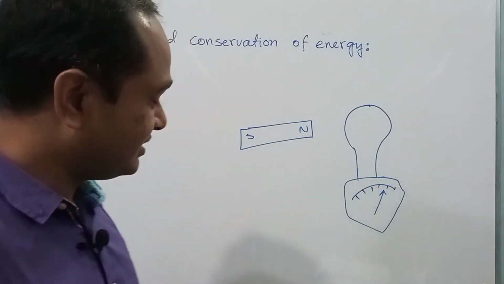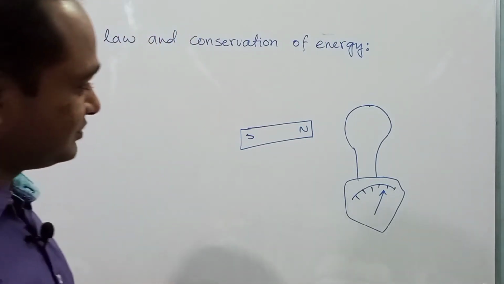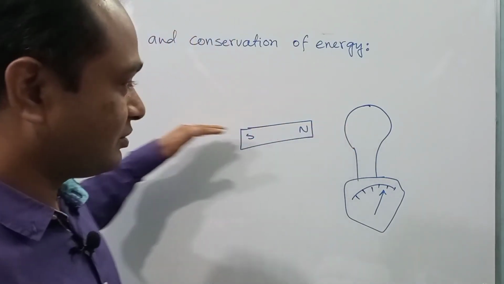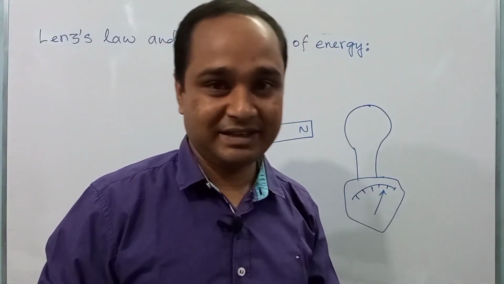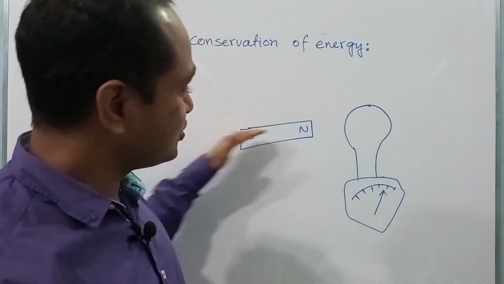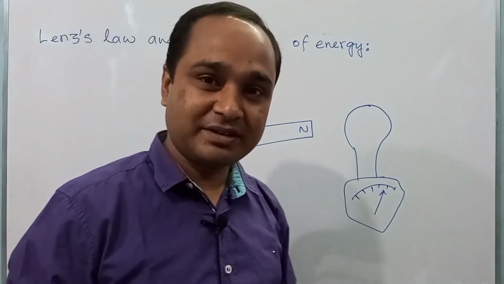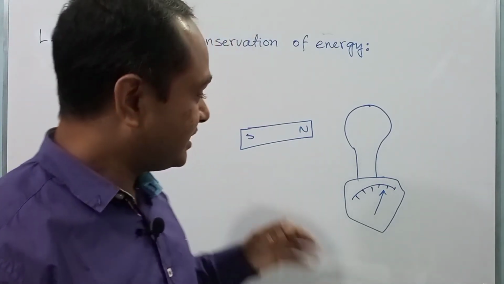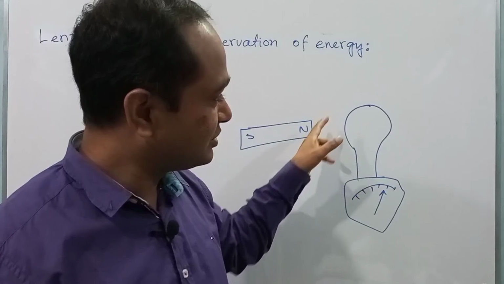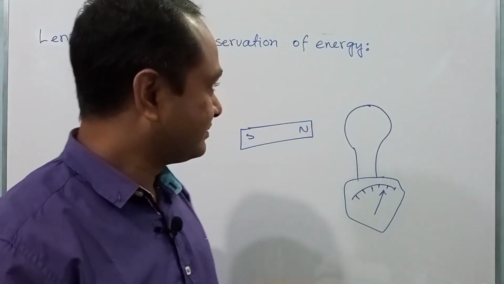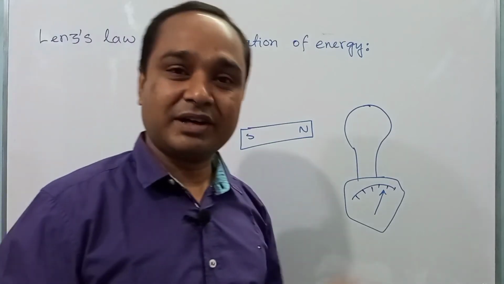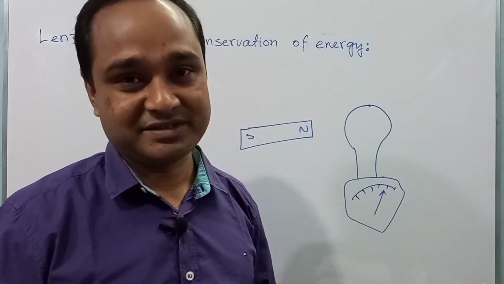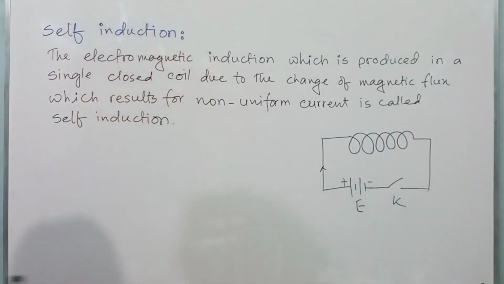Dear student, if you think very carefully, you will observe that when the magnet is moved towards the coil and moved away from the coil, we have to use mechanical energy. Here, due to the motion of the bar magnet, we have to use mechanical energy, and this mechanical energy can create the variable magnetic field which will create the electric current. So conservation of energy is not violated here. So we can say that Lenz's law obeys the conservation of energy. Right? Now we will see self-induction.